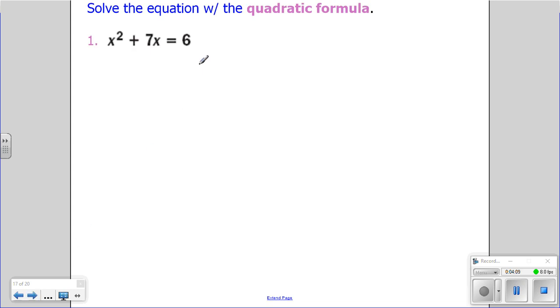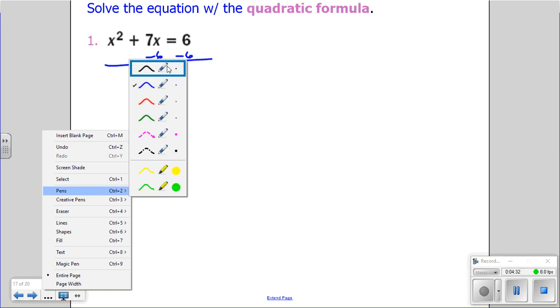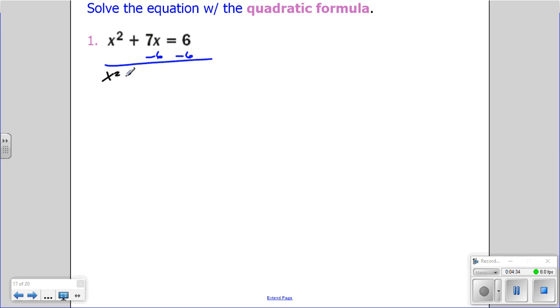So here's our first equation. x squared plus 7x equals 6. The first part of the process is get the equation to equal 0. To do that, all terms need to be on the same side. So I would have to subtract 6 first. When I subtract 6, my equation would say x squared plus 7x minus 6 equals 0. You have to do this first before you can use the formula.